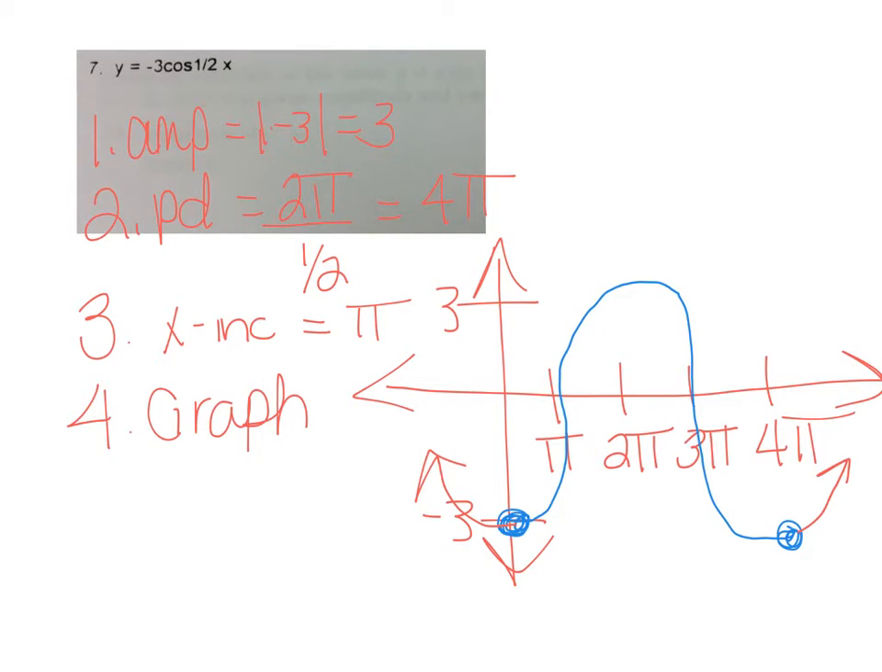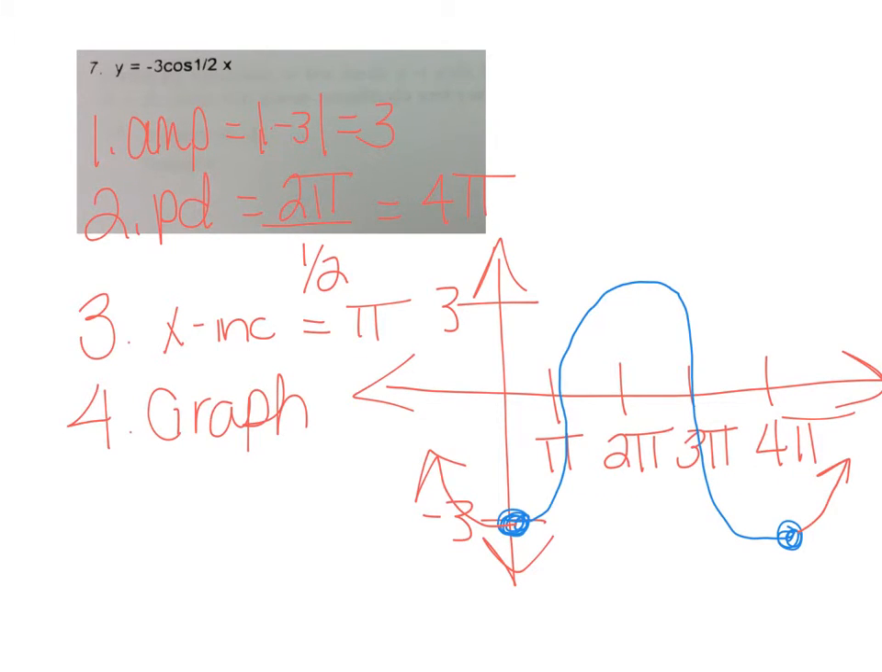Alright, take a look at this graph. We had a -3 in the front, so we know the amplitude is going to be the absolute value of that. That's 3, so we marked it on our graph, 3 and -3. The period is 2 pi over 1/2, and that'll give us 4 pi. We split that into fourths, and we get pi, 2 pi, 3 pi, 4 pi.